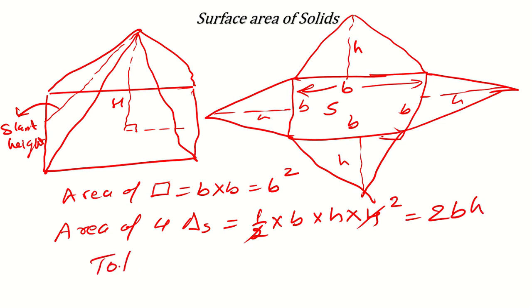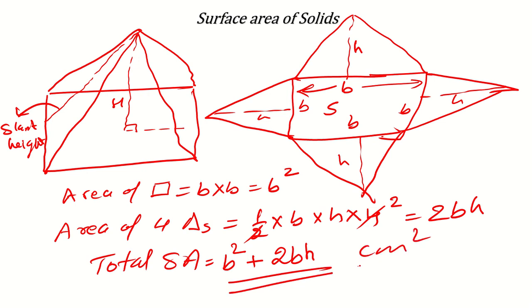So what will be the total surface area? Total surface area is equal to the area of the square plus the areas of all 4 triangles. So it will be B squared plus 2BH. Simplify this and you will get the answer. If the unit is centimeter, then you write centimeter square. Like that you can solve the question.